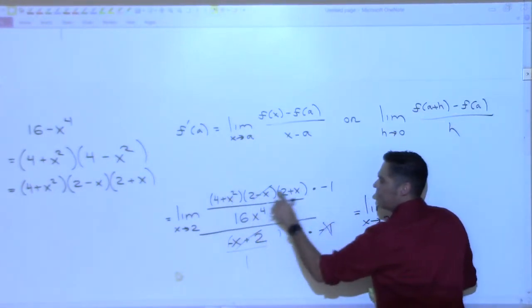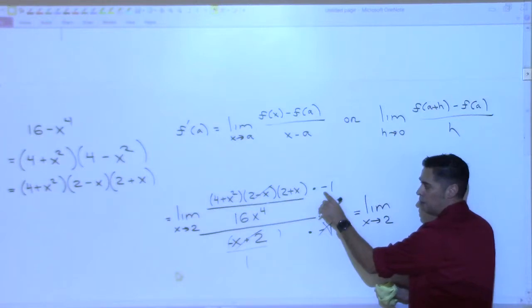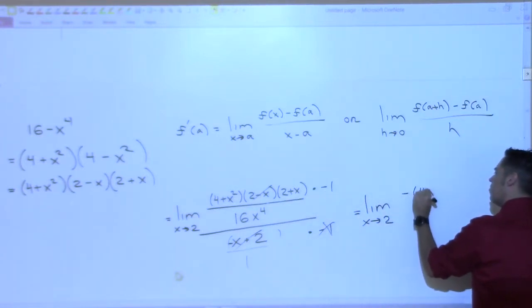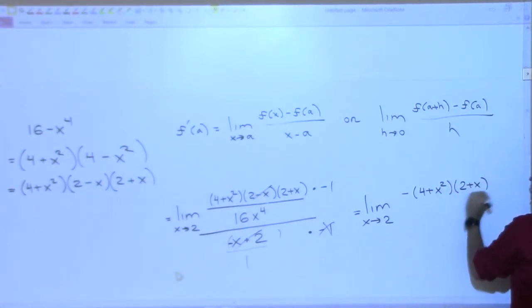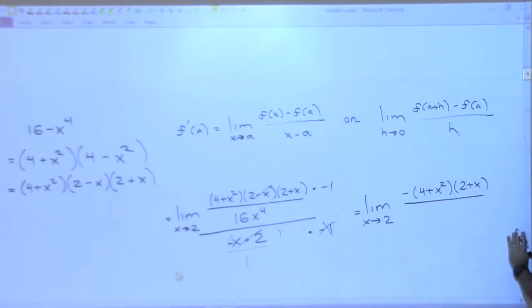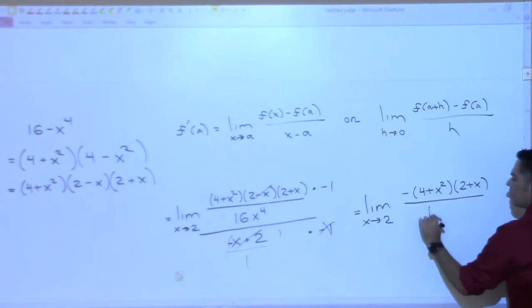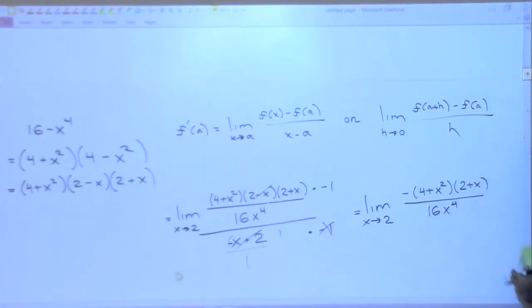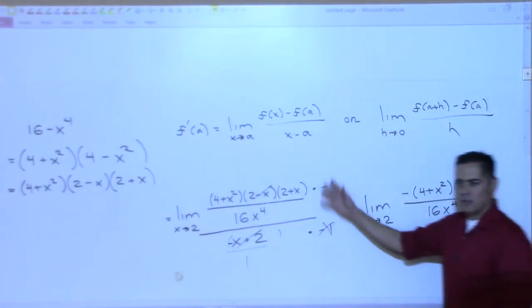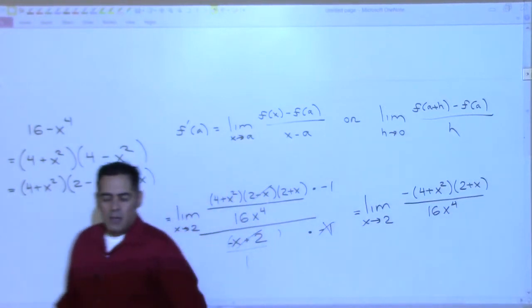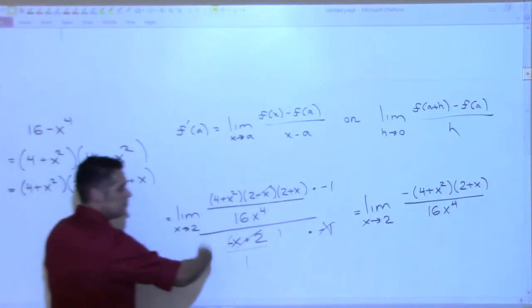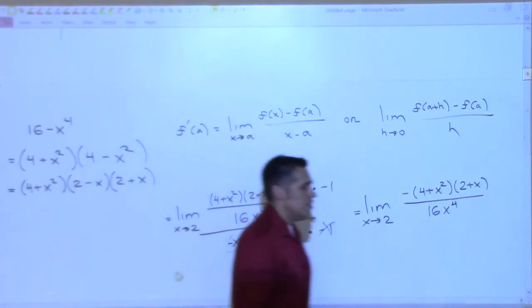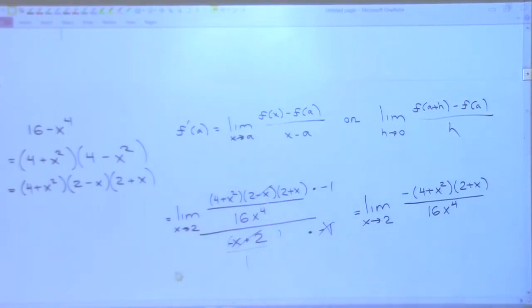is this times -1. So I'm going to write that as -4 plus x squared and then 2 plus x. And then all over what? 16x to the fourth. And everything else is canceled, hasn't it? Everything else is gone. And that should be it. We canceled the bad piece, didn't we? The bad piece got canceled. So now we should be able to let x go to 2. So no more limit.